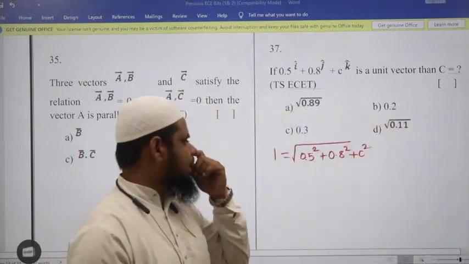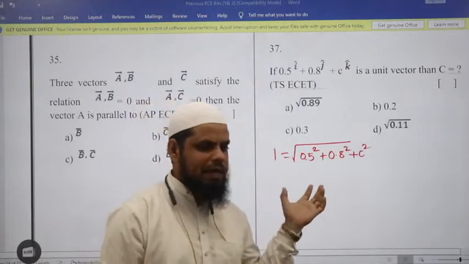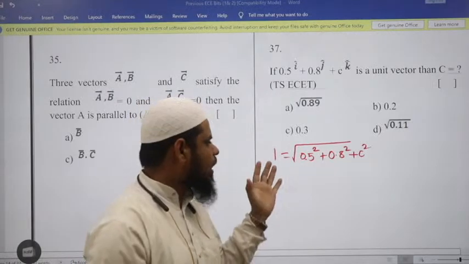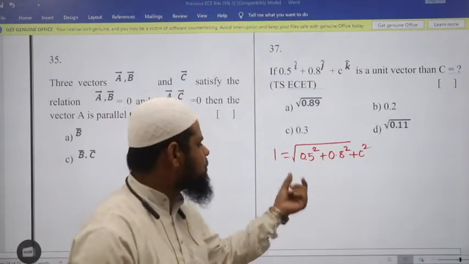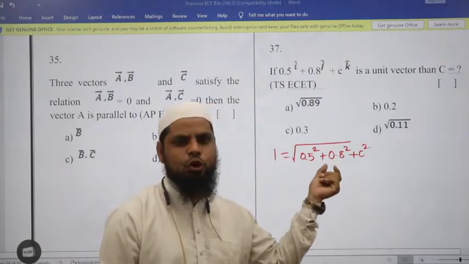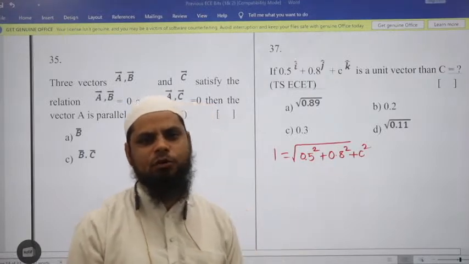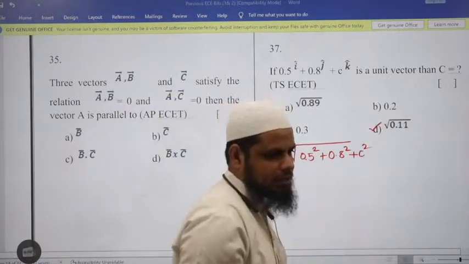Can you guess the answer please? So yesterday we have seen this one, so based on that the same formula we can apply here and we can find the value of c. So 0.5 square is nothing but 0.25, 0.8 is nothing but 0.64, so 25 plus 64 is 89. So the answer is option D, the right answer.